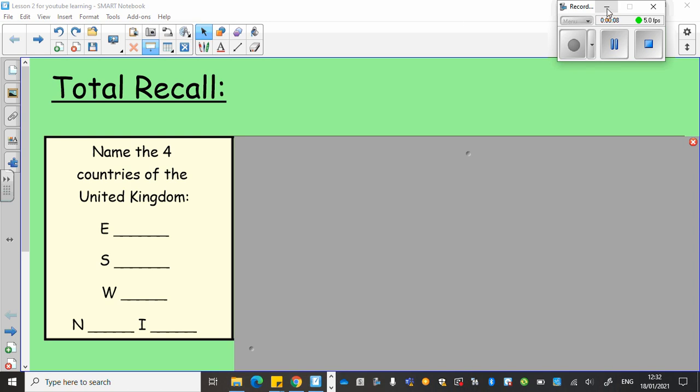Now before we even think about writing the date and the title and the WILF into our topic books, I want us to jump right in with our total recall because this is all stuff that we did last week on the countries of the United Kingdom.